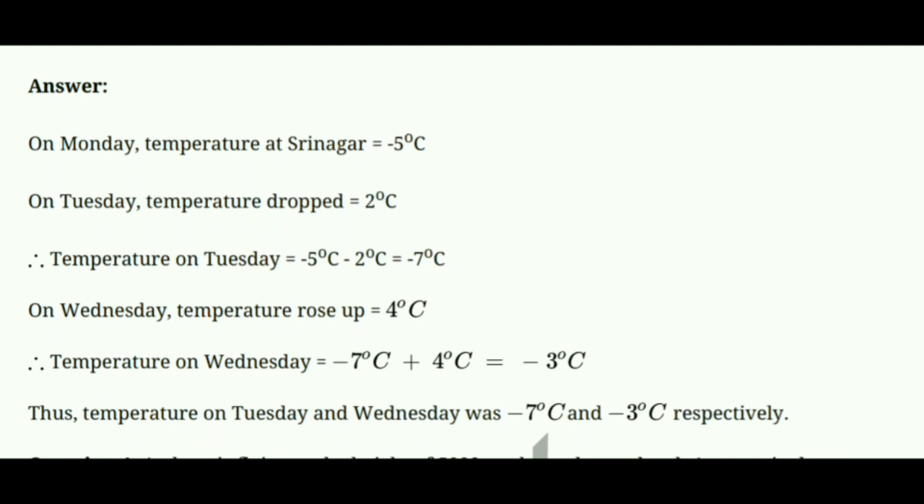Again on Wednesday, the temperature rose by 4 degrees Celsius. So minus 7 degrees Celsius plus 4 degrees Celsius is equal to minus 3 degrees Celsius on Wednesday. So the temperature of Srinagar on Tuesday is minus 7 degrees Celsius and on Wednesday it is minus 3 degrees Celsius. Understood?